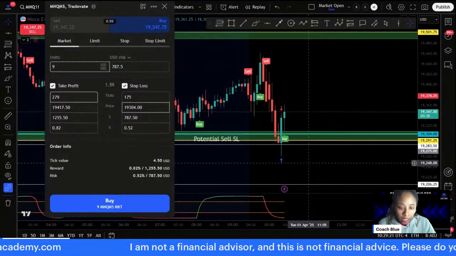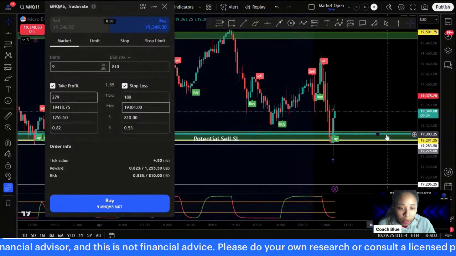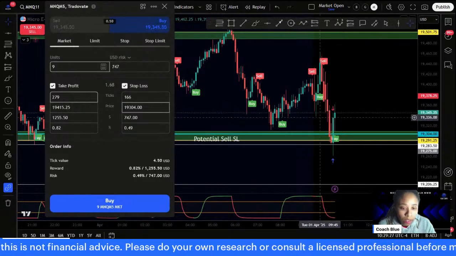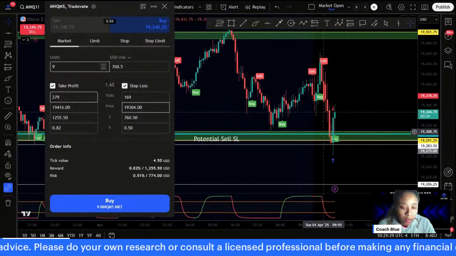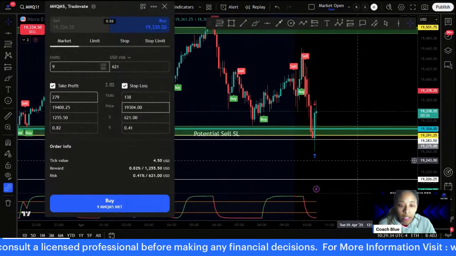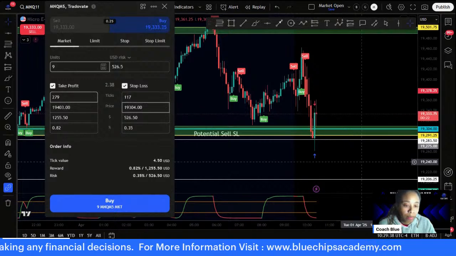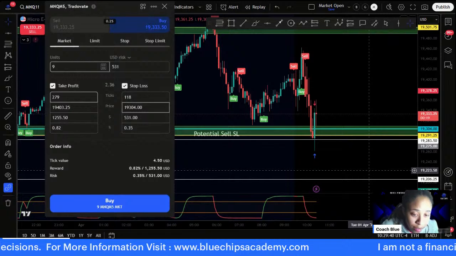Okay, my potential stop loss for this, as this is one level of support here, second level, 19,304. 19,304 would be my potential stop loss right here. But we don't have anything yet.